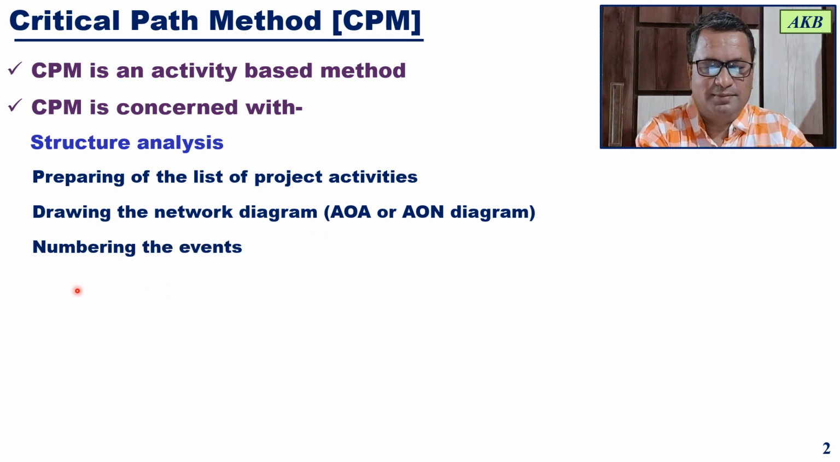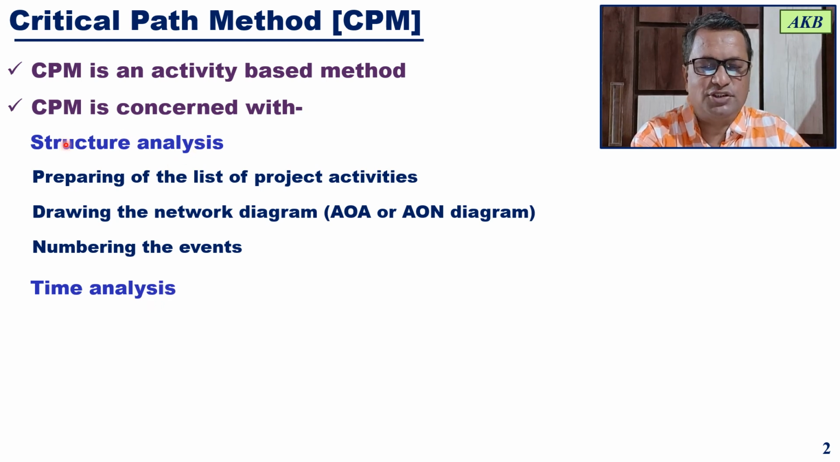Okay. Then the third task is numbering the events. Once you have drawn the activity on arrow diagram, the network diagram, there will be events that will be used for relating various activities. So after you have those events, you have to number those events. For numbering the events, there are certain rules to be followed. I have already discussed those rules in my earlier video. So numbering the events. So that completes structure analysis.